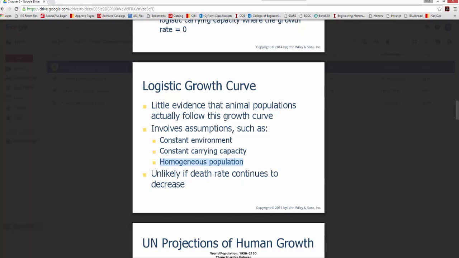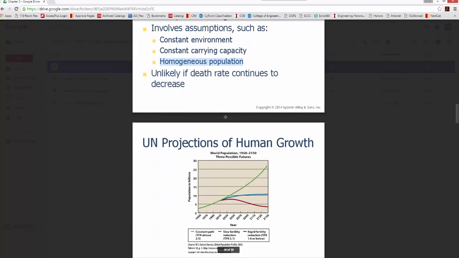And this logistic growth curve is also unlikely to be a good representation if death rate continues to decrease. So there are the limitations of the logistic growth curve, but it is better than the exponential curve. So I hope you see the differences there.